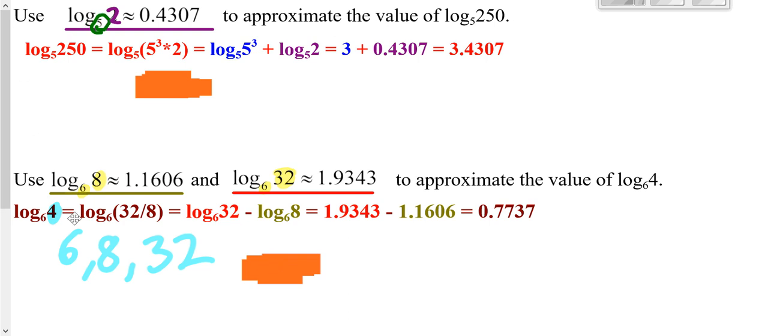Now, some of you might be thinking, well, I could just go log of 4 on my calculator. Well, your calculator does not go with base 6. It only goes with base 10. So when you hit your log button, that's base 10, not base 6.